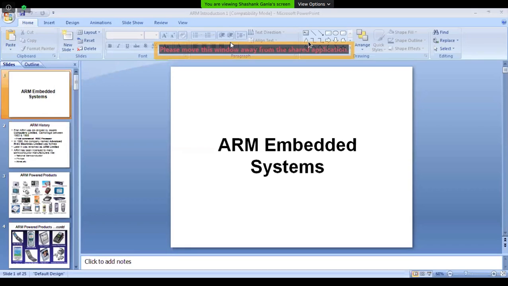So what is ARM architecture? ARM refers to a family of processor cores. ARM stands for Advanced RISC Machine. It refers to a family of processor cores that have been developed and are being constantly enhanced through time to meet the demanding needs of applications in the global market of embedded systems. I repeat, ARM refers to a family of processor cores which have been developed and are constantly enhanced to meet the demanding needs of applications in the embedded market.